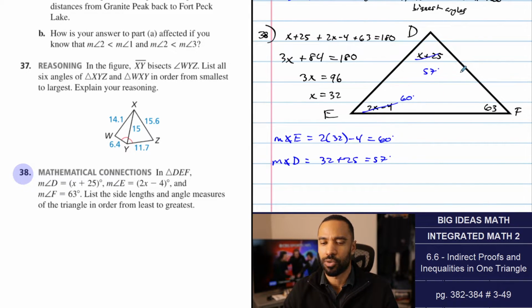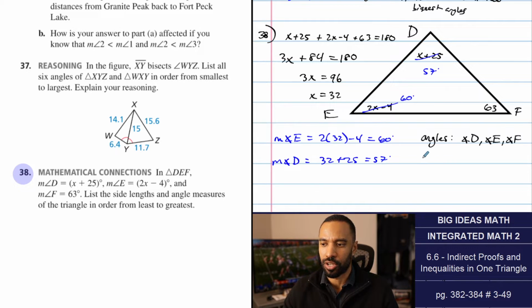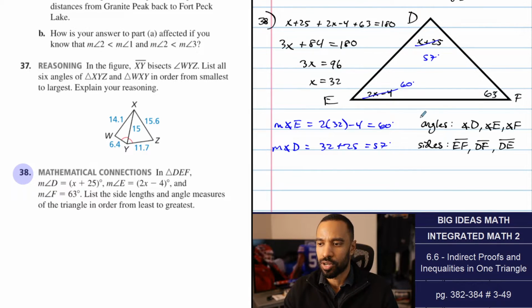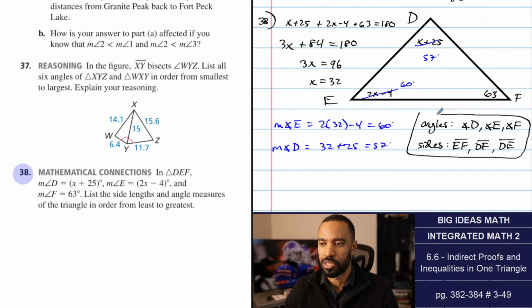So 57 degrees. So list the side lengths and angle measures of the triangle from least to greatest. So as far as angles, least to greatest, we're going to say D, then E, then F. And then opposite these sides are going to be ranking the sides here. So opposite D is EF. Opposite E is DF, and opposite F is DE. So DE is going to be the longest side, opposite the largest angle right there, and so on and so forth. So these are the answers that we'd have there, from least to greatest.